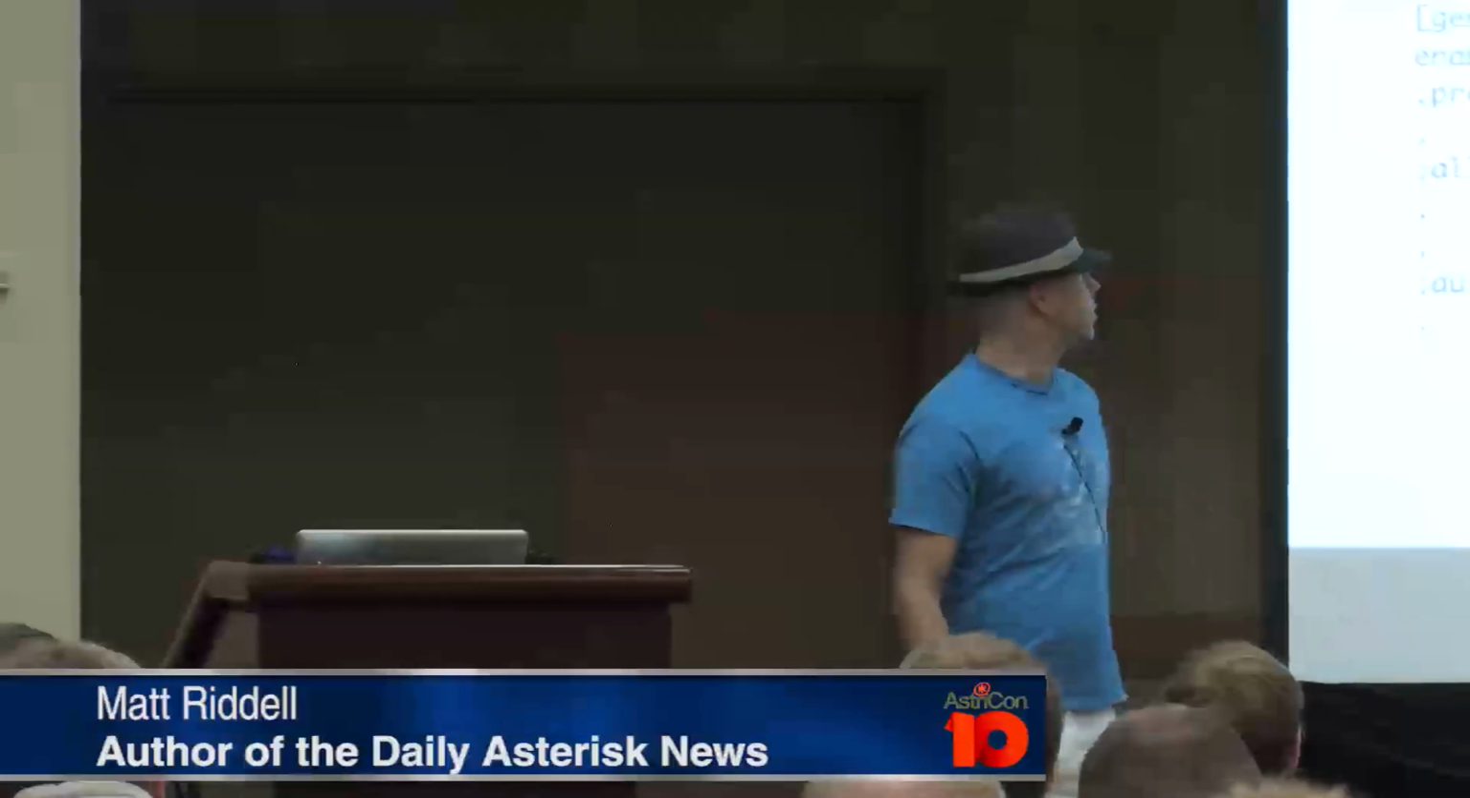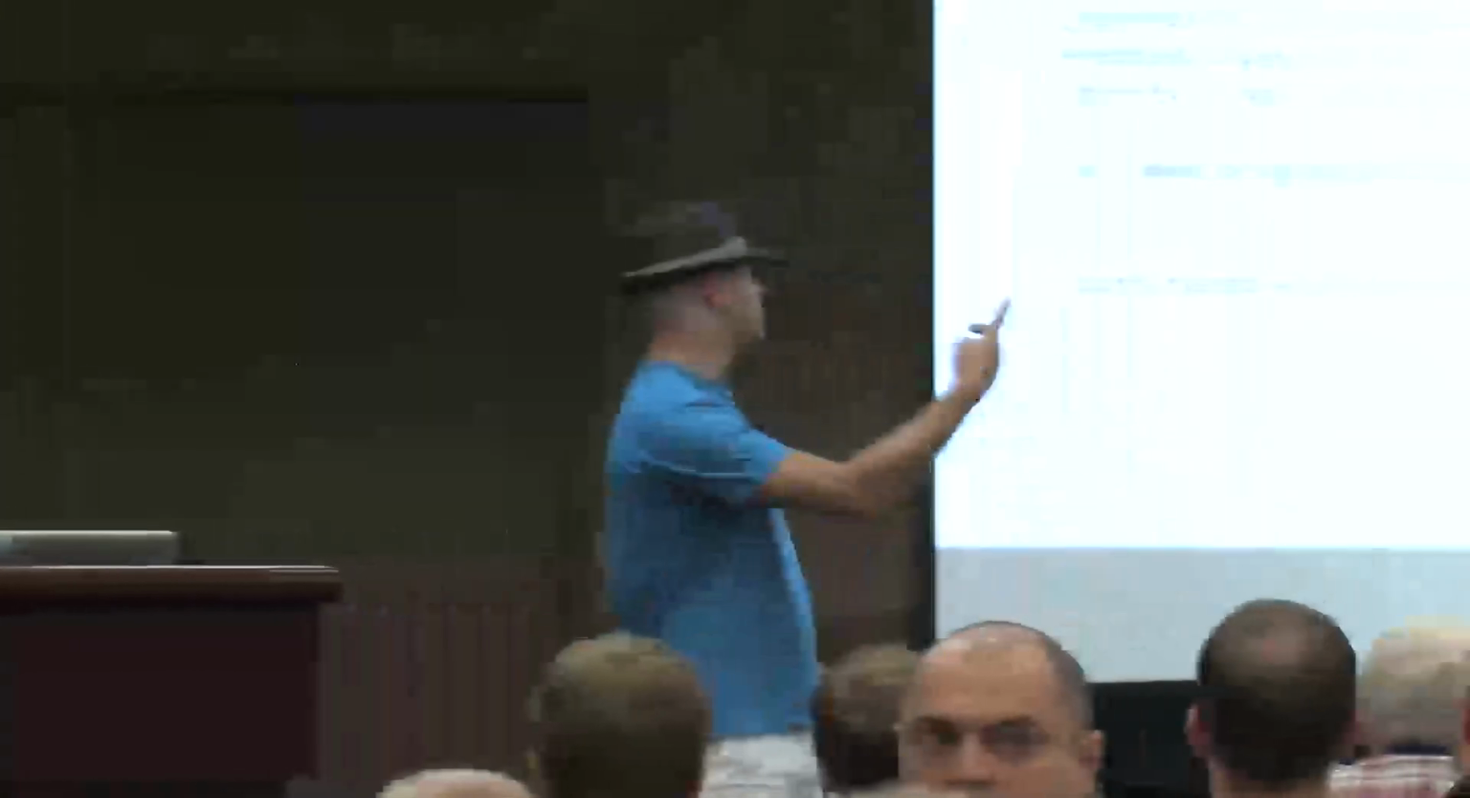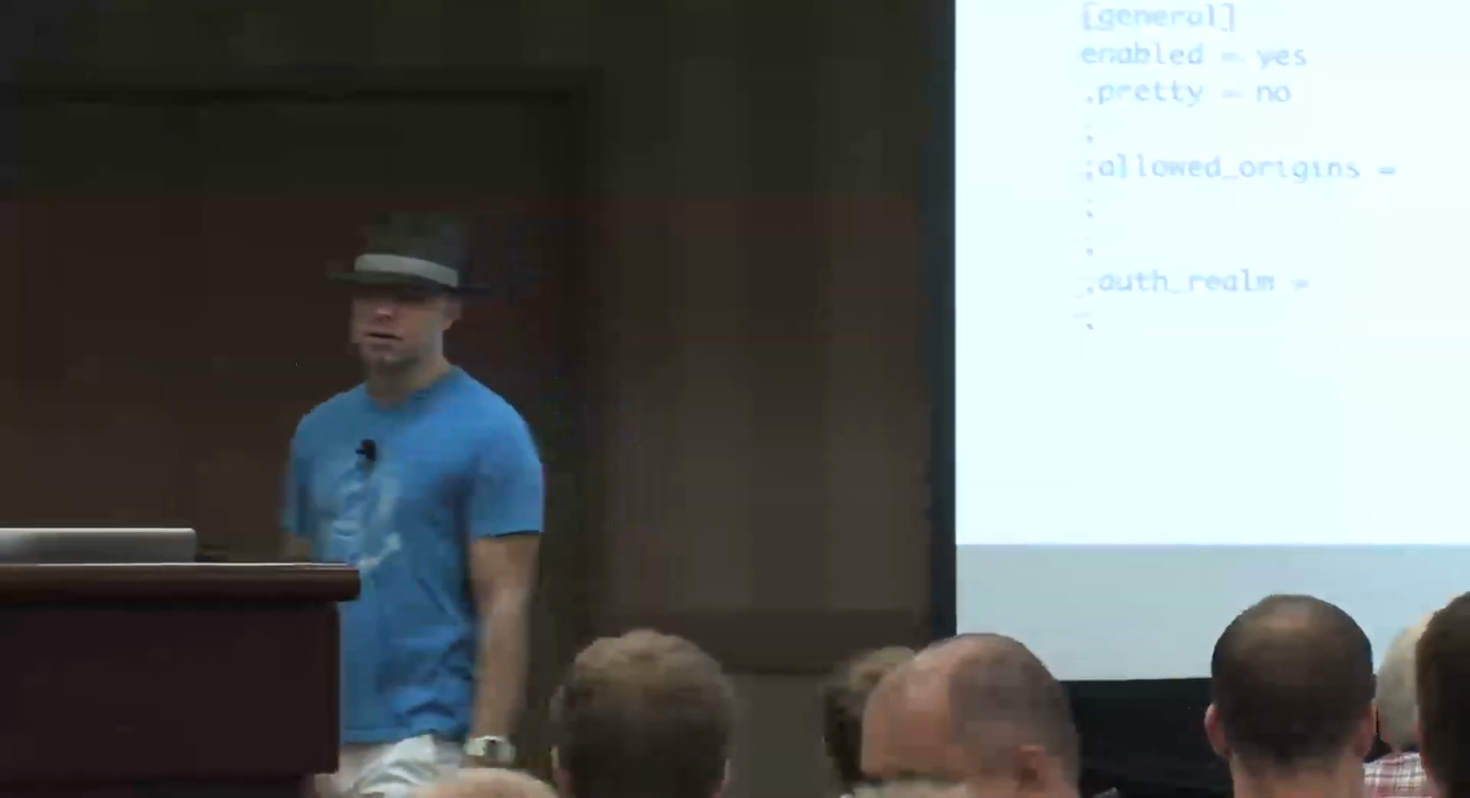So a couple of things that you need to get started. The first thing you need to do is make sure that it's enabled. The configuration for ARI is inside ari.conf. You could set pretty equals no, but it kind of defeats the purpose. That makes it human readable, but one of the main benefits of ARI is that it's not human readable, that it's in JSON.